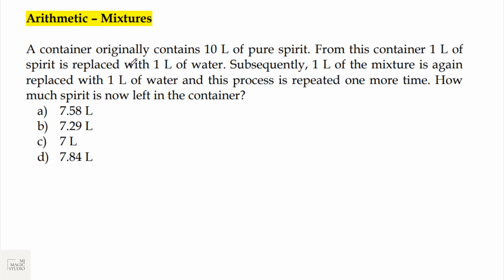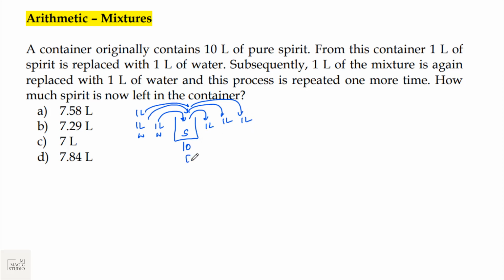A container originally contains 10 liters of pure spirit. From this container, 1 liter of spirit is replaced with 1 liter of water. 1 liter taken out and then 1 liter of water added. Subsequently, 1 liter of mixture is again replaced with 1 liter of water, and this process is repeated one more time. That means overall 3 times this is done. How much spirit is now left in the container?